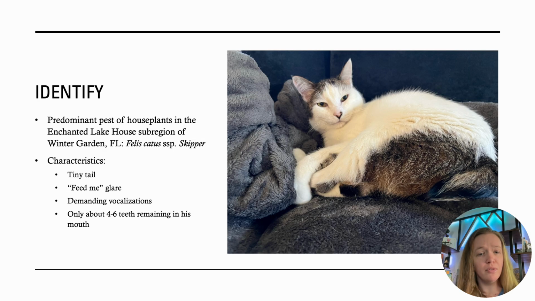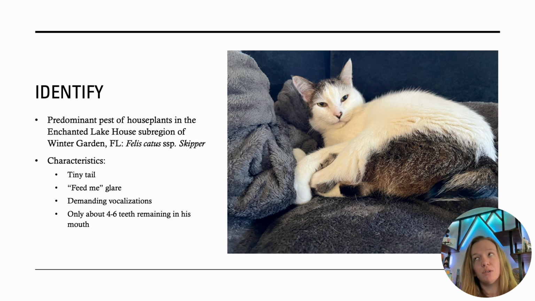So, moving right along, first we identify the pest. In this case, we are looking at the predominant pest of houseplants in this subregion in Winter Garden, Florida. This pest is known as Felis catus, subspecies skipper. You may be dealing with a subspecies of Felis catus that is similar to skipper. I'll be mostly focusing on skipper itself as a pest. However, some of this would probably apply to your Felis catus subspecies, some may not. So please adapt your own IPM plan accordingly.